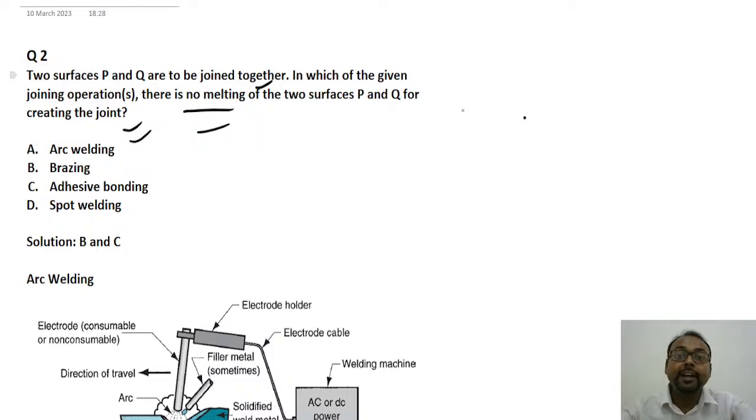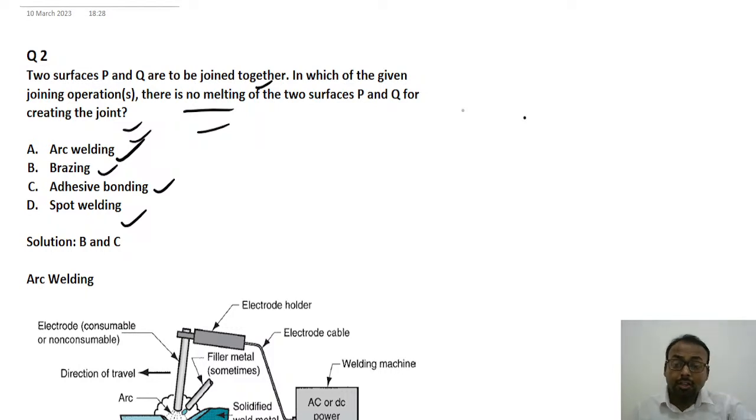So we have to create a joint between these two materials in such a way that there should not be any melting of both the parts. We are given 4 options. One is arc welding, second one is brazing, third one is adhesive bonding, and last one is spot welding. Out of that we have to select the option which is correct with respect to the given condition that melting of the two parts should not take place.